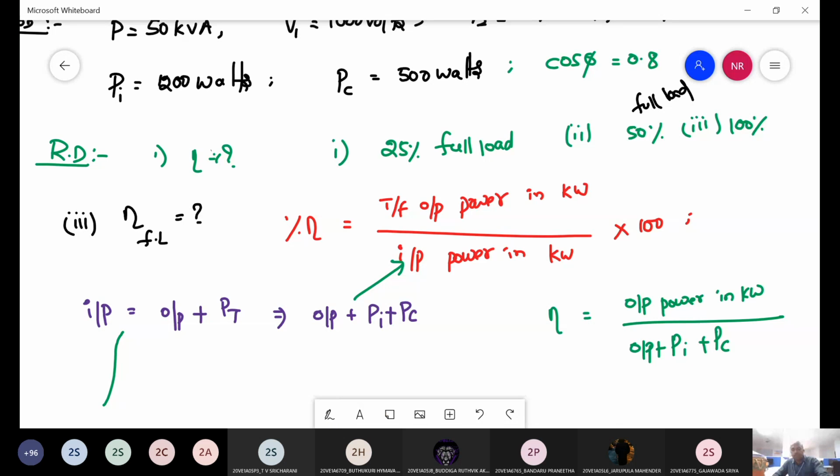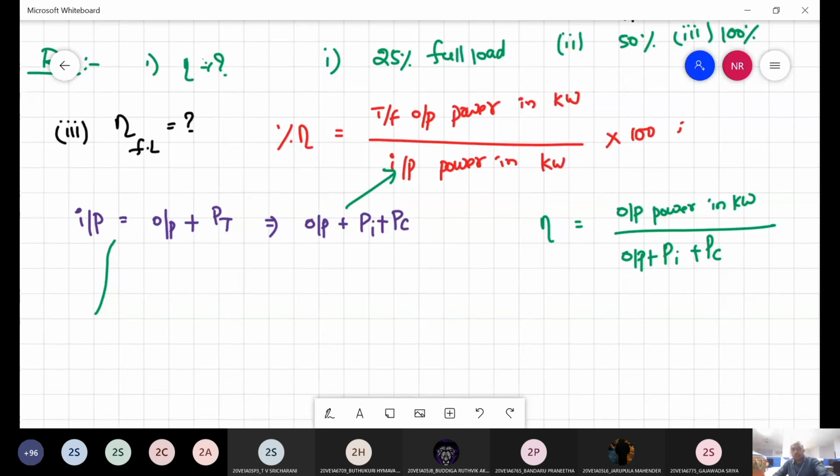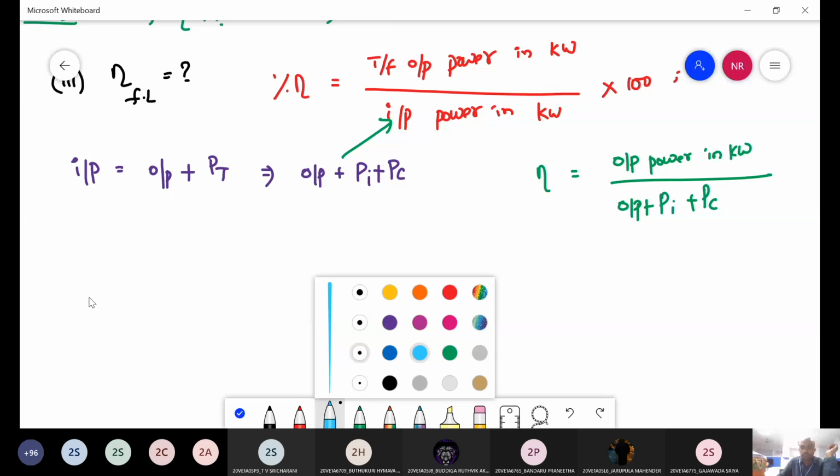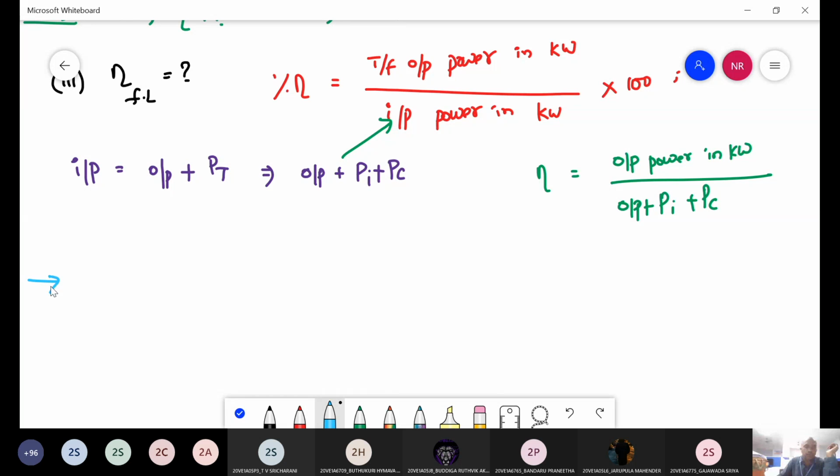Right. So now, initially, see here the transformer rating is given. Step by step, I made you write it clearly in words in the lab and in class. Transformer output power at full load in kVA.